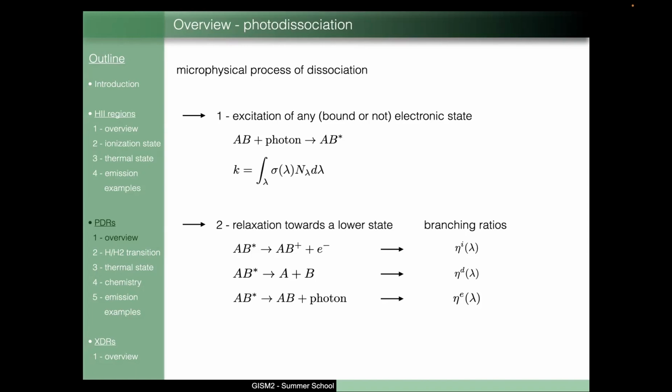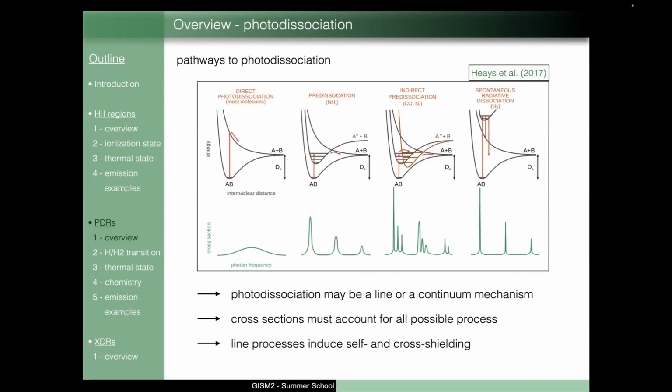Or it leads to a bound state at the end. So it comes back to the ground state of the molecule, okay? And this is just the normal emission, line emission of photons. This is the fluorescence process. So if we think about this two-step process in terms of cross-section, here is what we have.